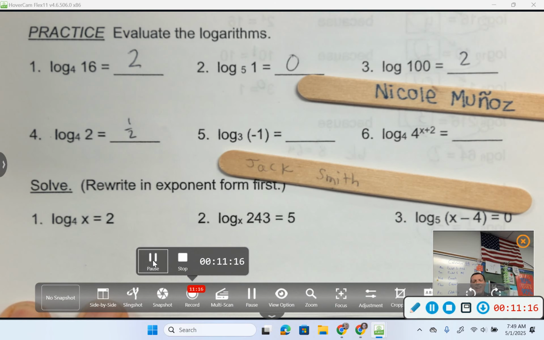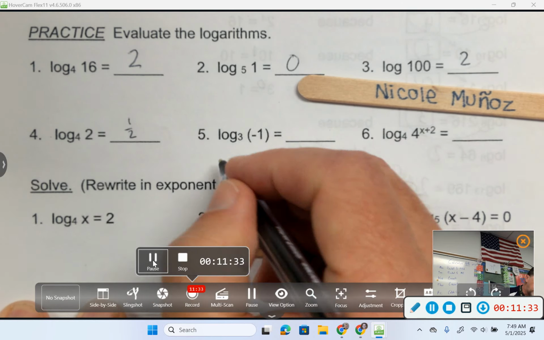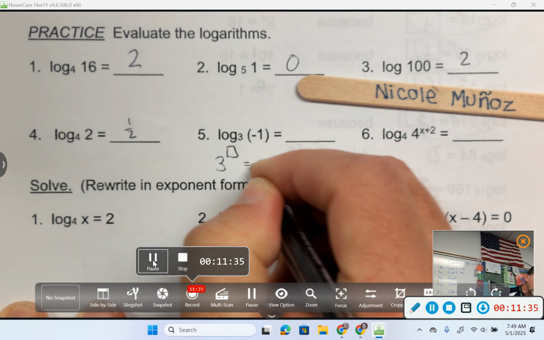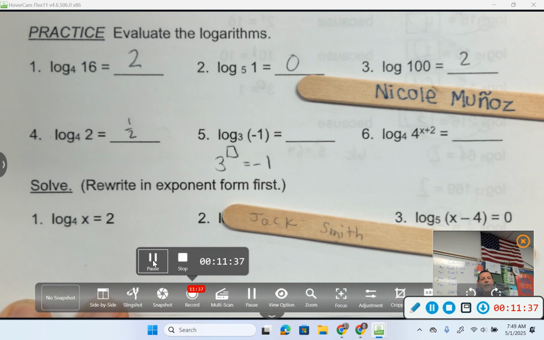Jack, I'll confess I gave you what I think is the hardest one. Not -0. There is no such thing as -0, or it's the same as 0. So it's not that. 3 to the 0 would be 1, not -1. 0 would get you 1. That's right. So clearly you're thinking the right thing. You're thinking 3 to what equals -1.